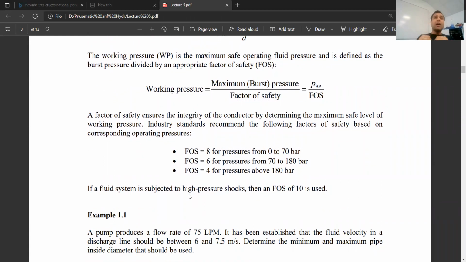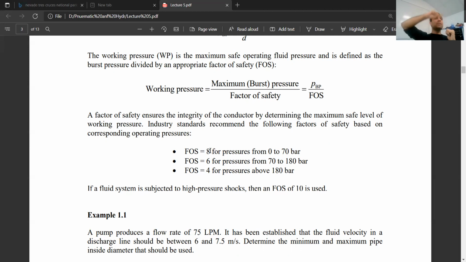If there are high pressure shocks in a hydraulic system, that's a fluid system, we use a factor of safety of 10. If the pressures are above 180 bar, a factor of safety of 4 is used. If it is from 70 to 180, we use a factor of safety of 6. If it's 0 to 70, we use a factor of safety of 8. The reason is this factor of safety not only increases the safety limit, but also factors in the creep or the fatigue behavior.